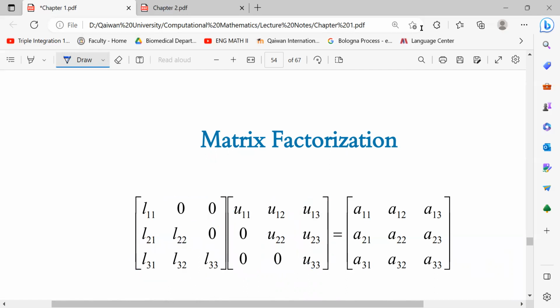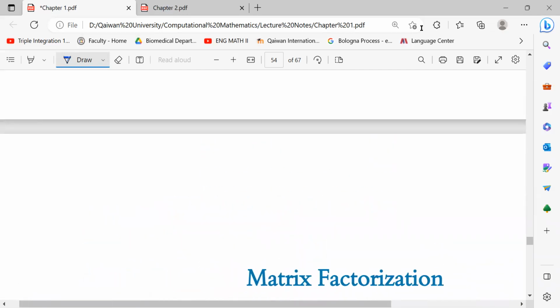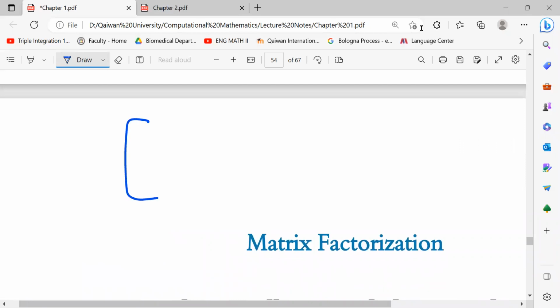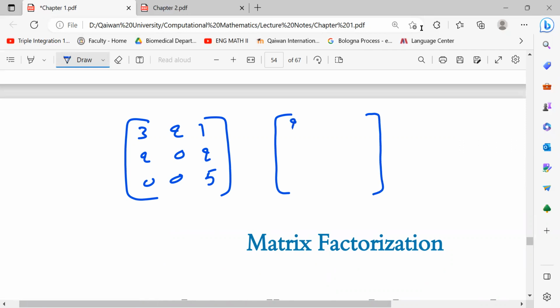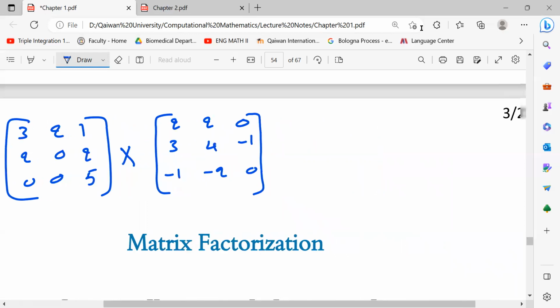How? Let me write down here. If we have two matrices, let's say 3, 2, 1, 2, 0, 2, 0, 0, 5, multiplying by another matrix with the same size, 2, 2, 0, 3, 4, negative 1, negative 1, negative 2, 0. Okay, the multiplication of these two matrices is another matrix.